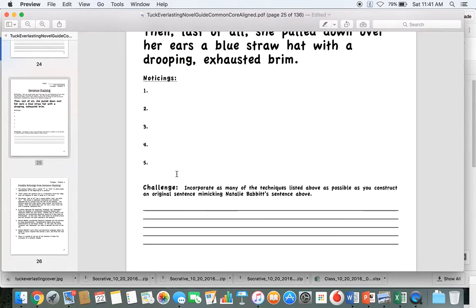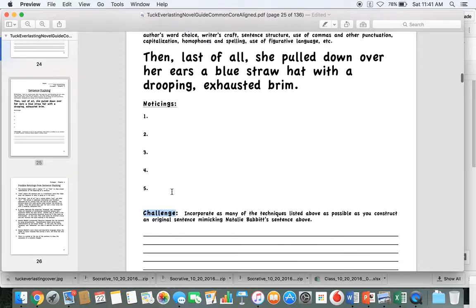Then, at the bottom here, it has a challenge. It says, incorporate as many of the techniques listed above as possible as you construct an original sentence mimicking Natalie Babbitt's sentence above. So after you write your 5 noticings, you are going to try to create your own sentence using some of the stuff that you noticed.